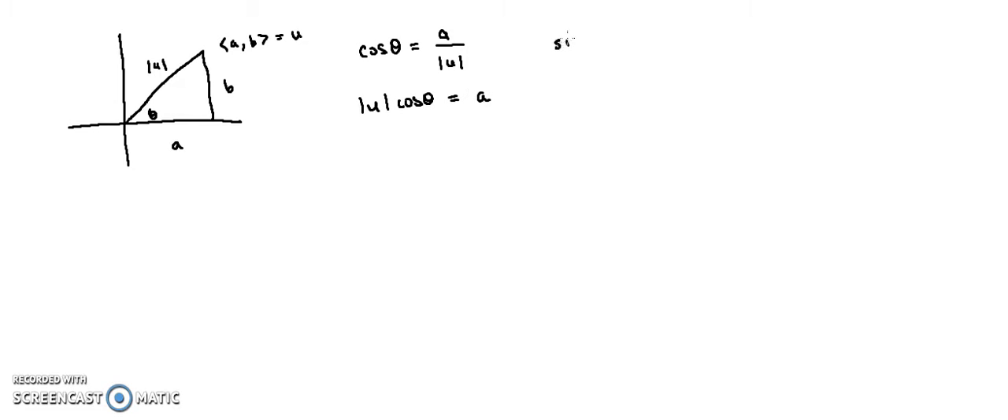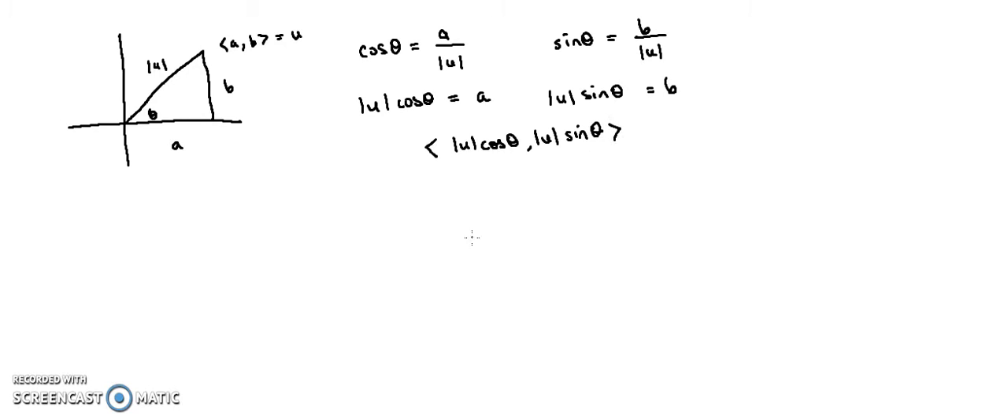And by the same reasoning, sine theta is opposite over hypotenuse. So u sine theta is equal to B. Okay, so in other words, we could write the vector as u cosine theta, u sine theta. Alright, so that's another way to look at it. So now let's say that we want to find the horizontal and vertical components of u. So that's the A and B.